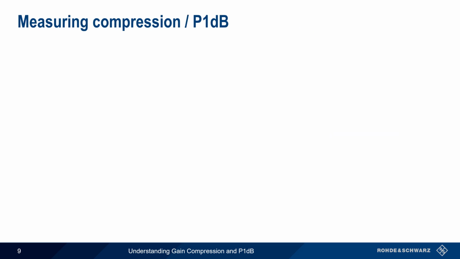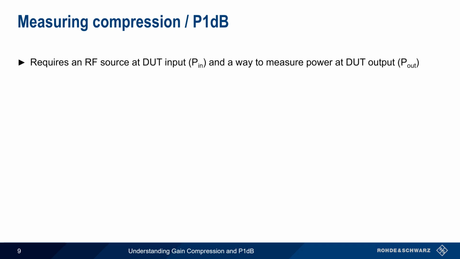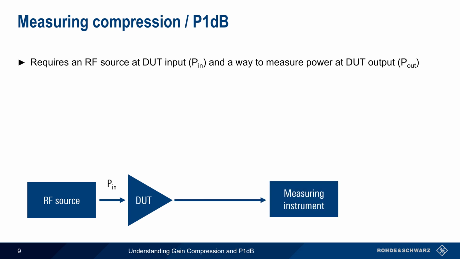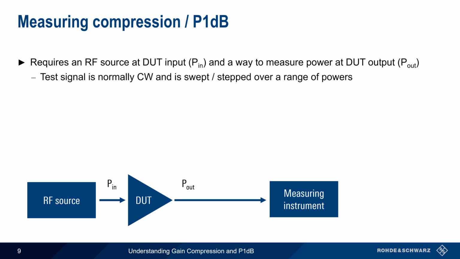Next, let's talk about measuring P1dB. Measuring P1dB requires an RF source at the input of the DUT and an instrument that can measure the output power of the DUT. The test signal is normally a CW or constant amplitude signal, and the signal is then swept or stepped over a range of powers. The results are recorded and plotted to determine P1dB.